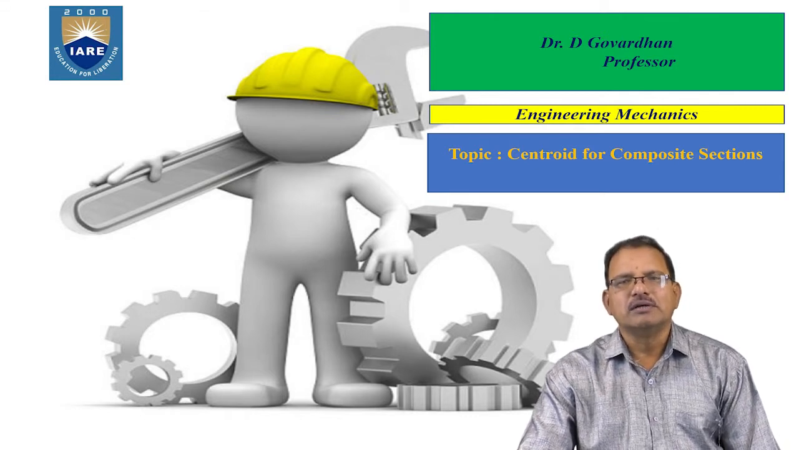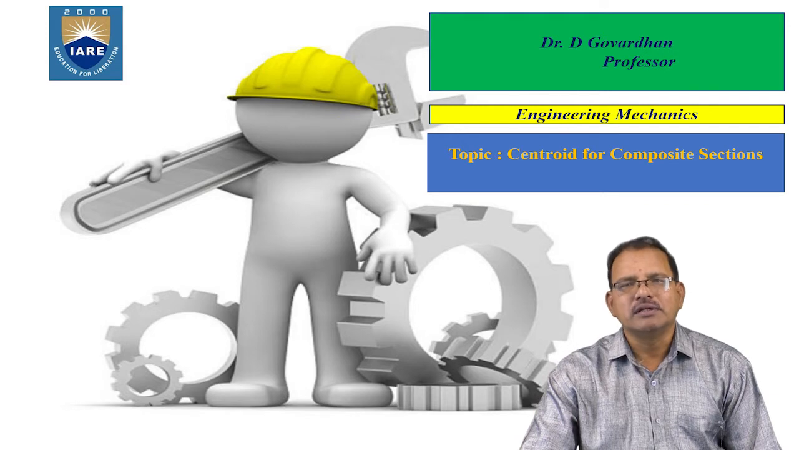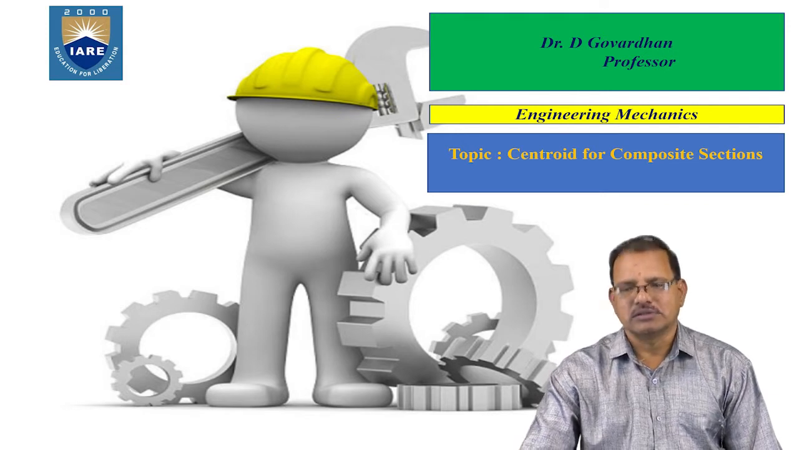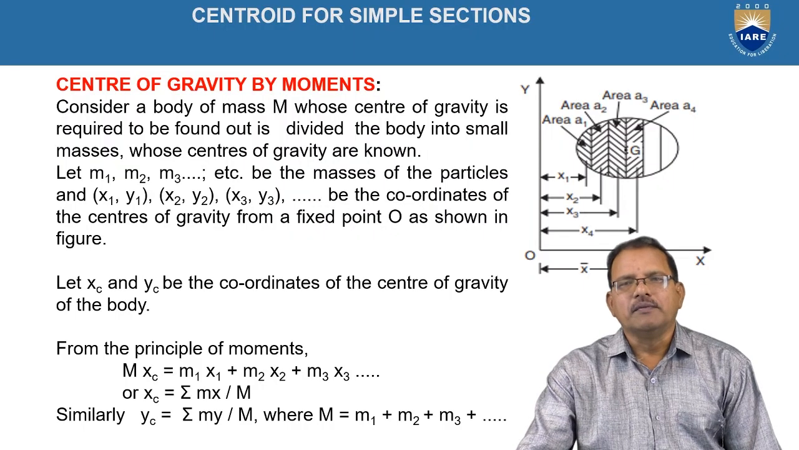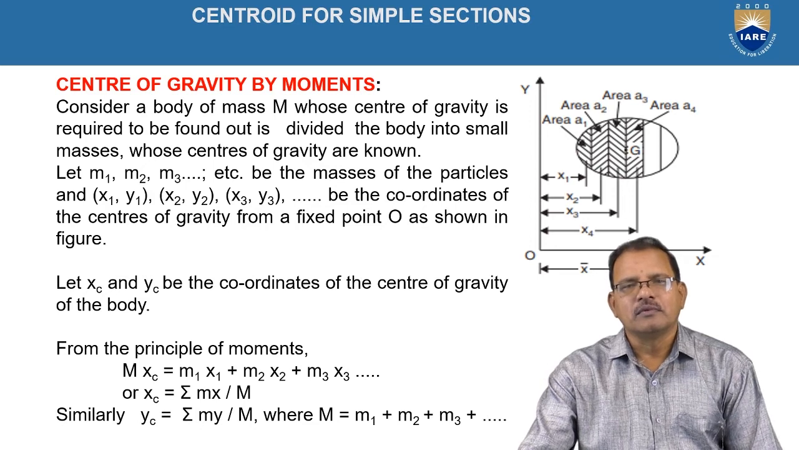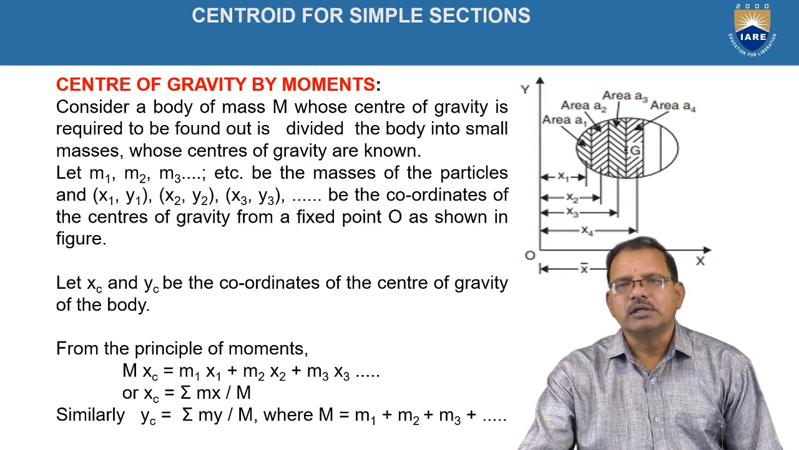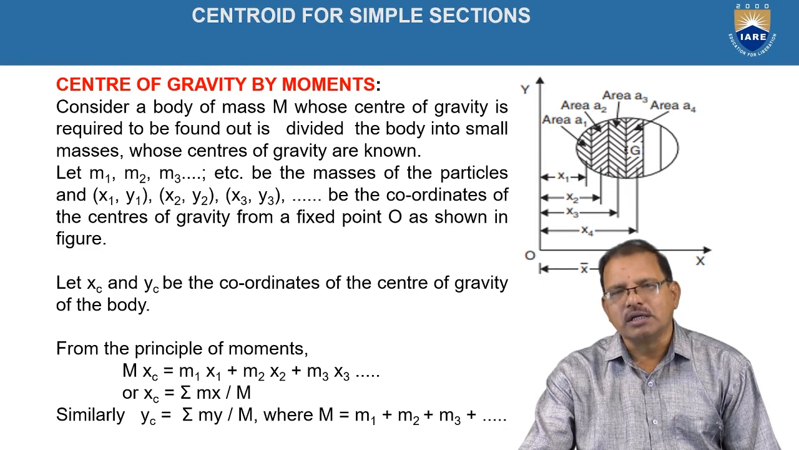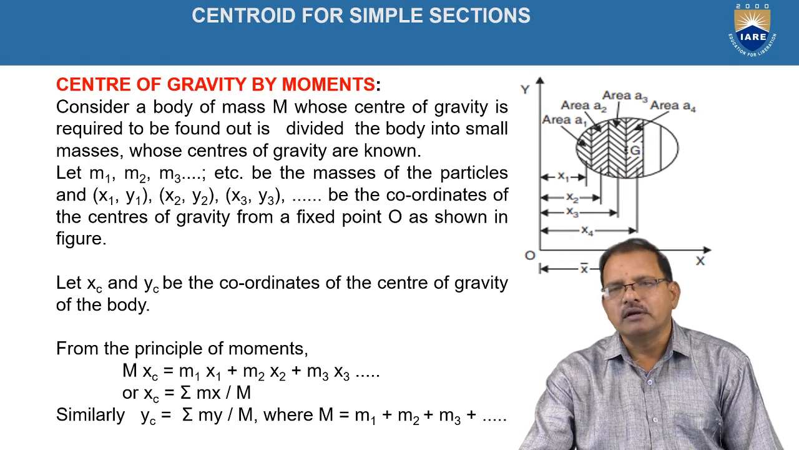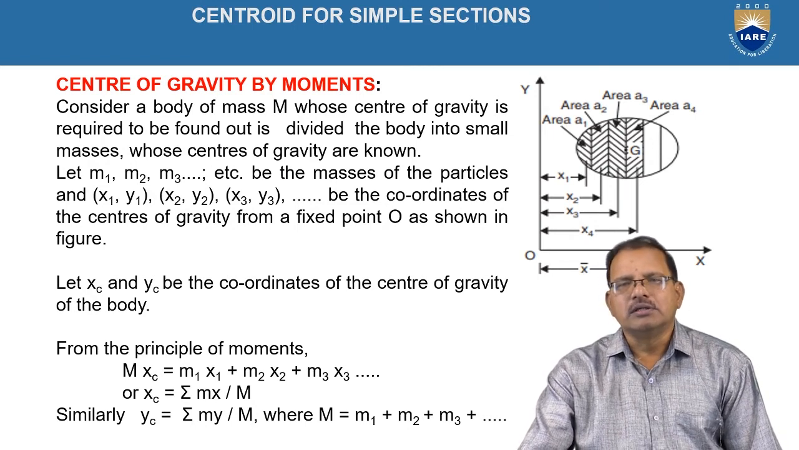Today we will discuss the location of centroid for the composite sections. The center of gravity can be determined by using two methods: method of moments and integration method. Even the graphical method is also useful, but it is tedious and takes more time, hence generally it is not preferable.